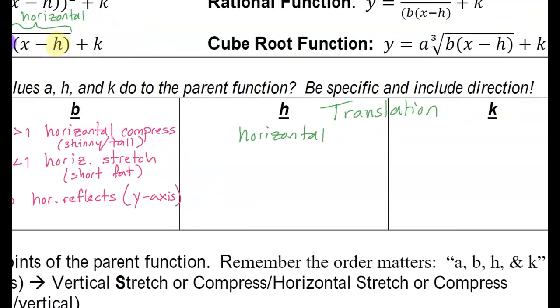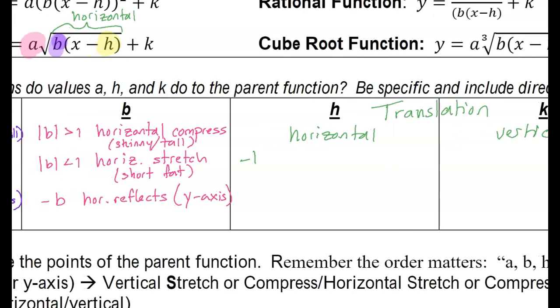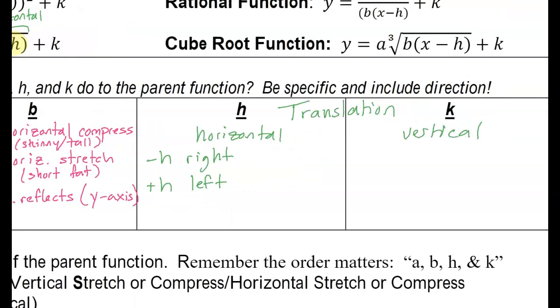H is backwards. And h, because it's inside, is backwards, yes. So if h is negative, where does it go? It goes to the right. And if h is positive, where does it go? Left. If k is negative, where does it go? Down. And if k is positive, where does it go? Up. Wonderful.